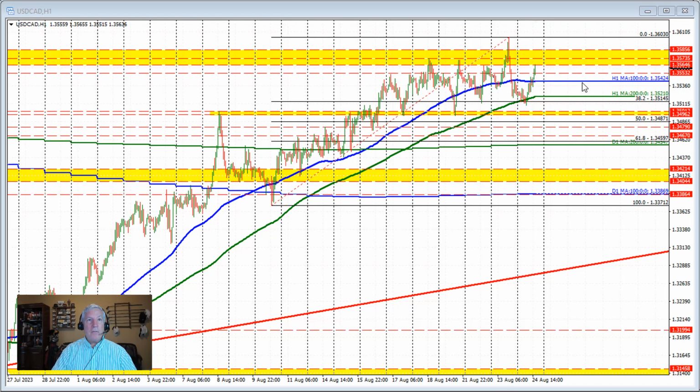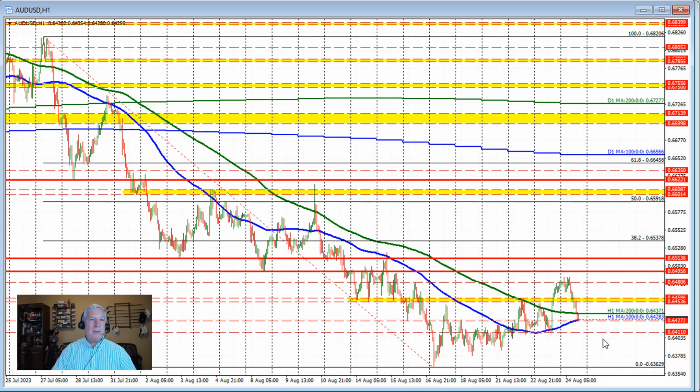If we do go below the 100-hour moving average, I think the buyers return to sellers, and we should see a rotation back toward the 200-hour moving average and a retest of the 38.2% retracement. We'll see what happens there. But right now, the buyers are in control above the 100-hour moving average, coming into resistance for the dollar versus Canada.